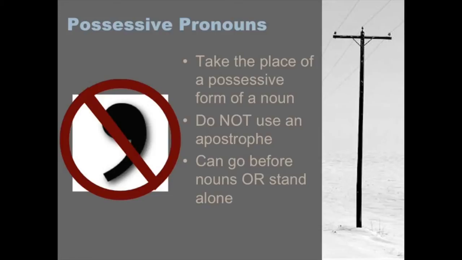First, a possessive pronoun does take the place of the possessive form of a noun. That's the noun that uses an apostrophe. However, the possessive pronoun does not use an apostrophe. The possessive noun takes the apostrophe with it when it is replaced by the possessive pronoun. Possessive pronouns can go before nouns, or they can stand alone in a sentence. Let's look at some examples.